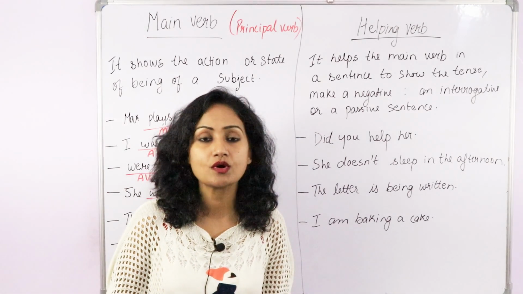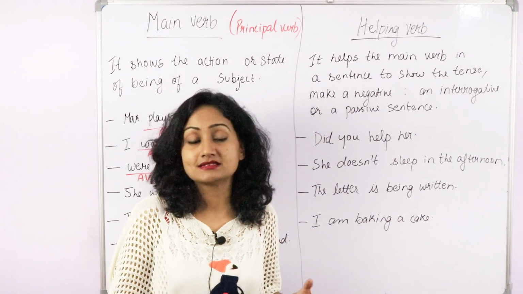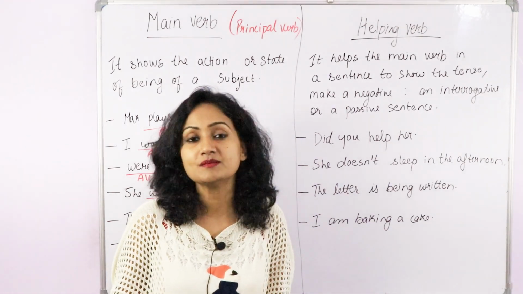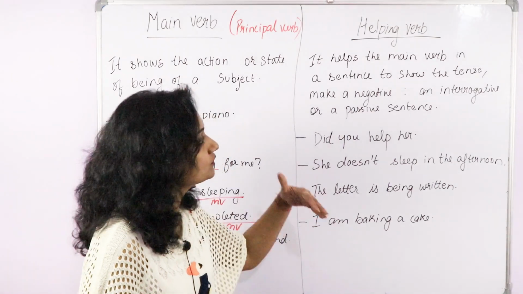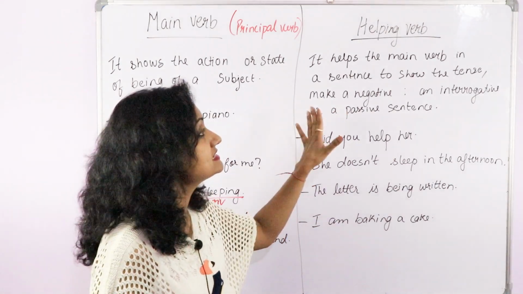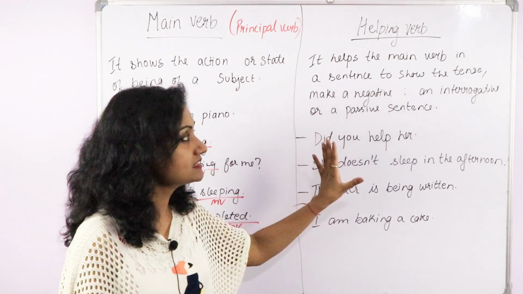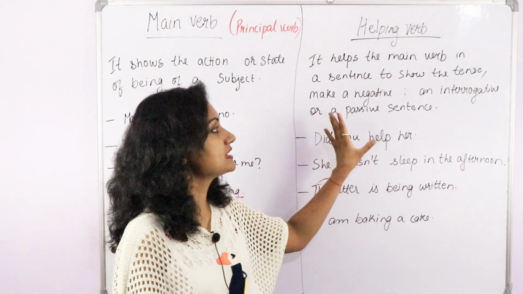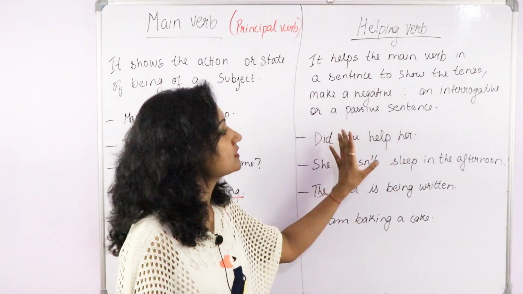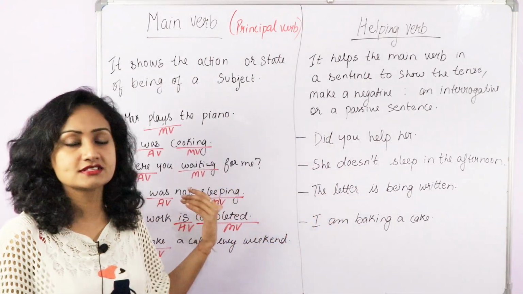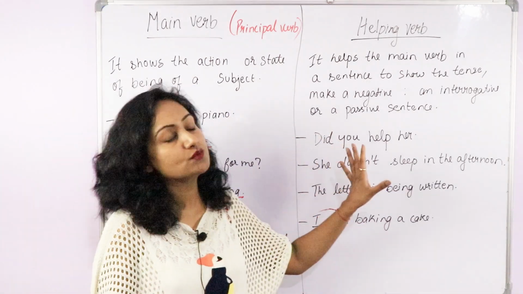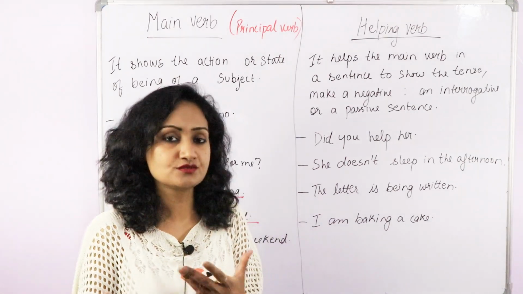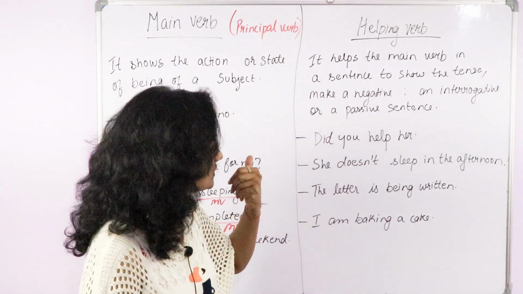Now next is helping verb. A helping verb is also called an auxiliary verb. As the name implies, auxiliary means a helper. That's why it's a helping verb. It helps the main verb in a sentence to show the tense, or make a negative, an interrogative or a passive sentence. We have already discussed it. So a helping verb helps the main verb in different ways. Now let's go through some more examples.